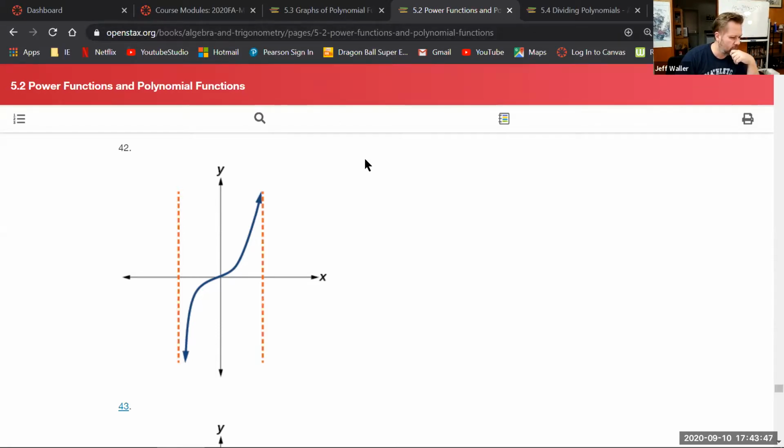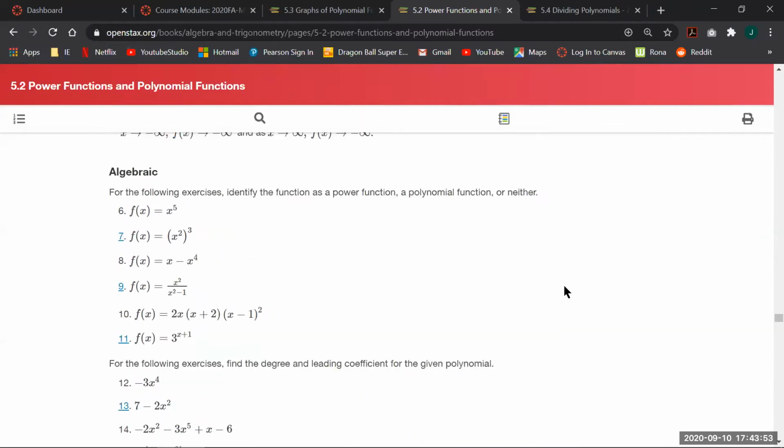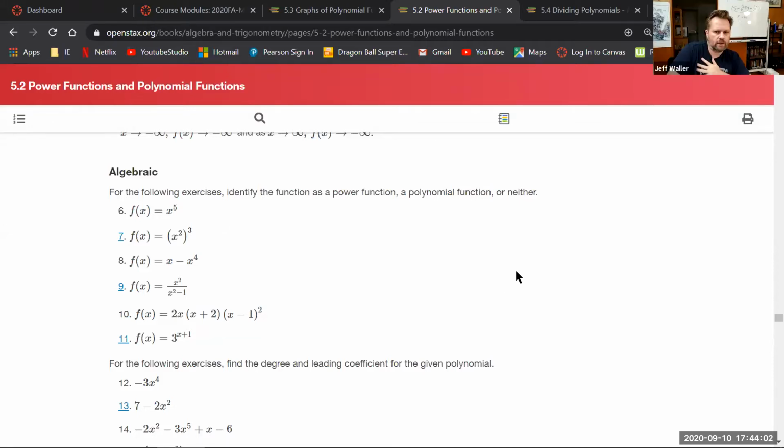So for problem 9, it's kind of similar, like asking whether it's a polynomial or power function. But because it has the x squared minus 1 in the denominator, that means it's restricted, so it wouldn't be a polynomial? It's definitely not a polynomial.